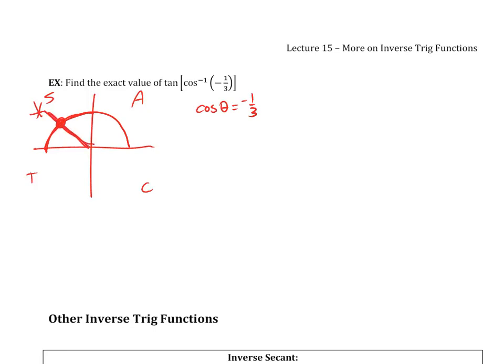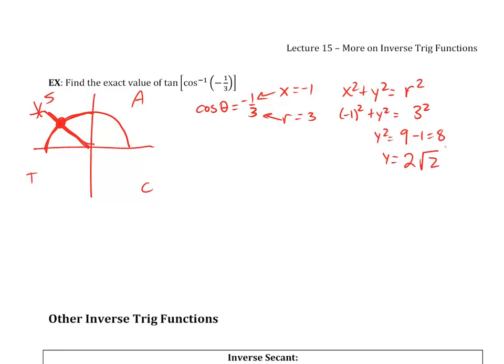for our angle. We never even have to find the angle. That's the good news. We just have to say let this be x. So x is negative 1, and let this be r, which is 3. So x squared plus y squared equals r squared tells me negative 1 squared plus y squared is equal to 3 squared. So y squared is 9, and then move the 1 over the other side, minus 1, 8. So y is 2 square roots of 2 again, because you take the square root of 8, you get 2 square roots of 2. You know it's positive because we're in the second quadrant, and y is positive.